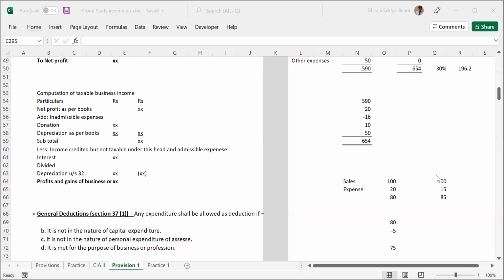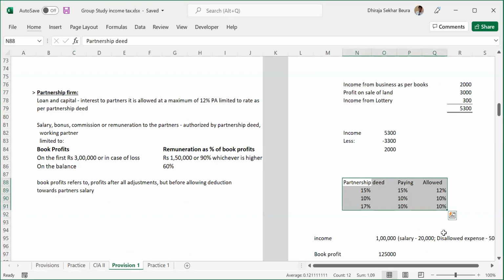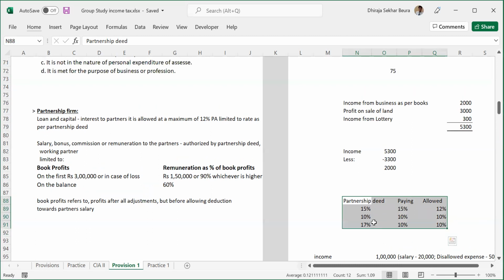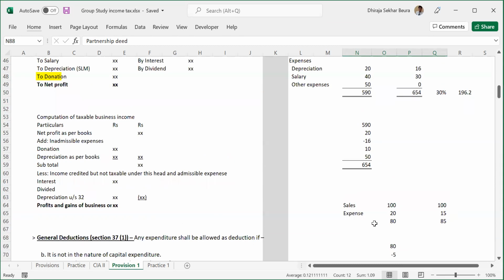And see, there is a relation between those two. If the interest given in the partnership deed is more than 12%, then 12% takes precedence. However, if it is less than 12%, then the rate given by the partnership deed takes precedence. Does it make sense, everybody? If you remember, we had discussed it like this, right? So partnership deed, paying, and allowed, and all that we discussed. Okay, now that is clear.